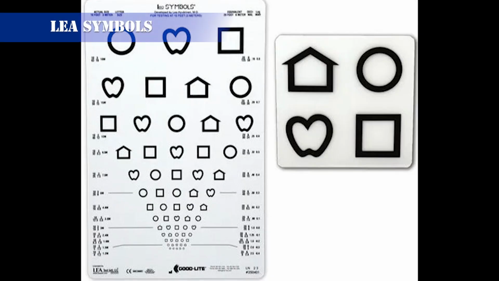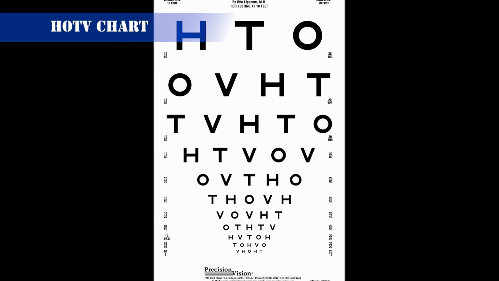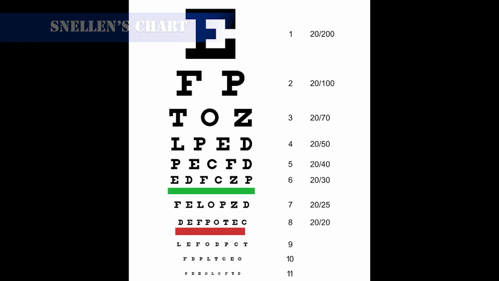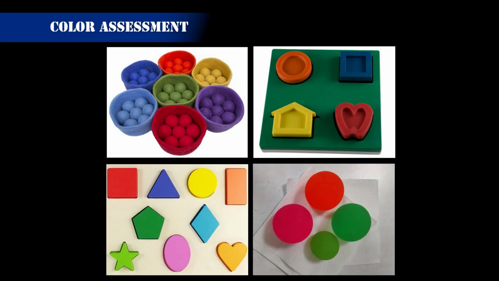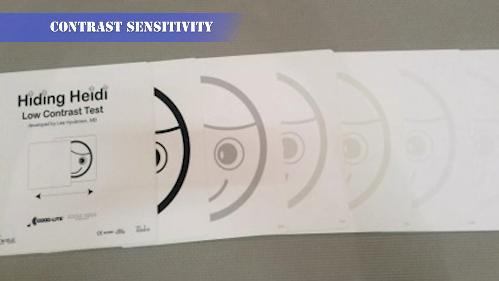For a higher functioning child, vision on LEA symbols, HOTV or Snellen's chart can be done. For color vision assessment, one can use illuminated balls of different colors or use colorful puzzles and play color sorting games. For contrast sensitivity, the Hiding Heidi test helps us in understanding the optimal level of contrast.